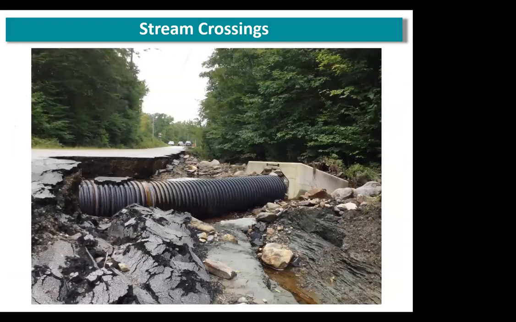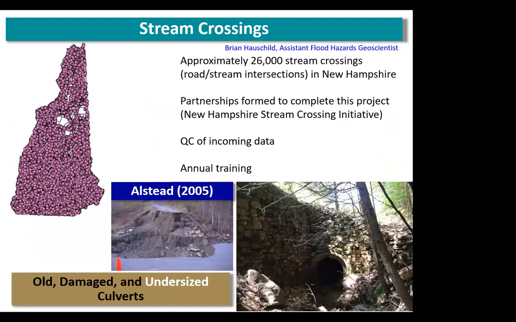We have culverts continuing to blow out all the time, like we saw in southwestern New Hampshire with the thunderstorm rains they had last summer. We have approximately 26,000 stream crossings in New Hampshire. We're currently working to complete assessing them. We've assessed mostly in the southern and central part of the state. We want to complete assessments in northern and western New Hampshire, to identify where those old, damaged, and undersized culverts are throughout the entire state of New Hampshire.